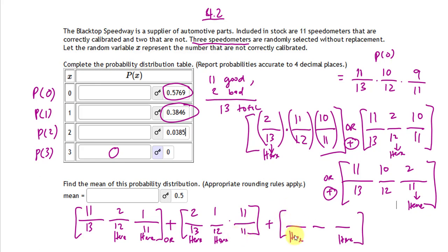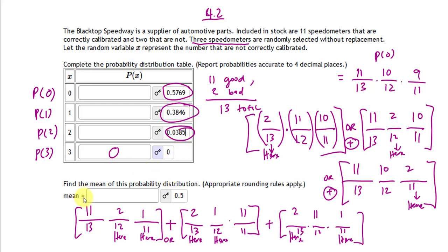Here is the bad one, right? So 2 out of 13, and the good one 11 out of 12, and then the bad one again 1 out of 11. And just add them together, you should get this value here.